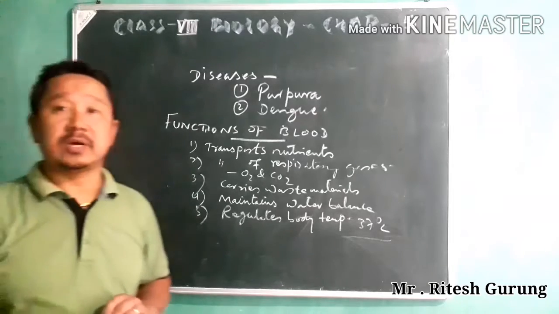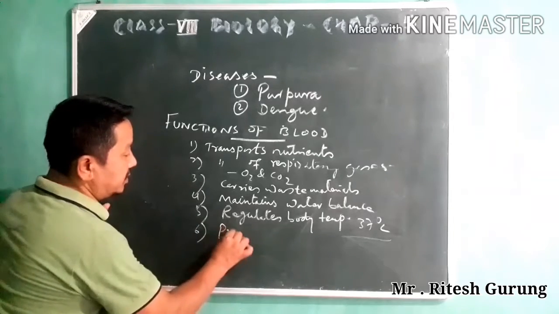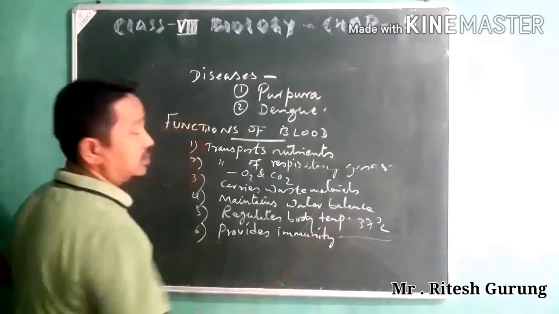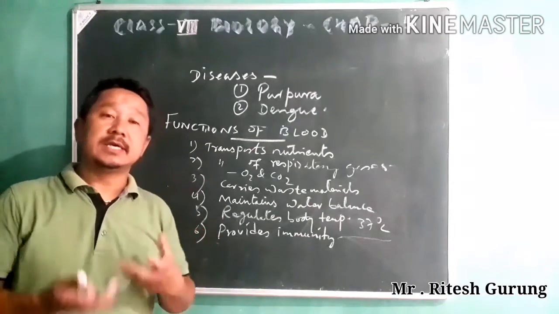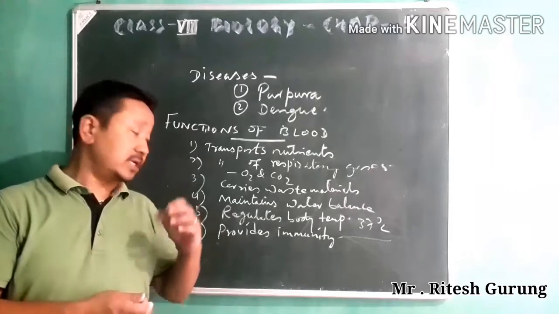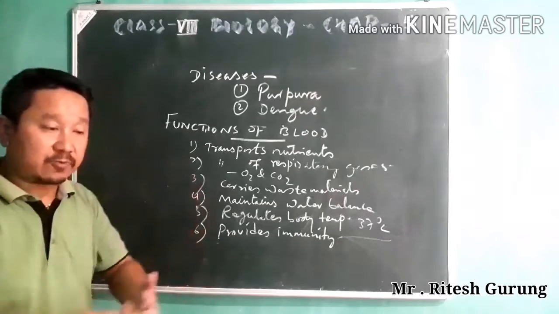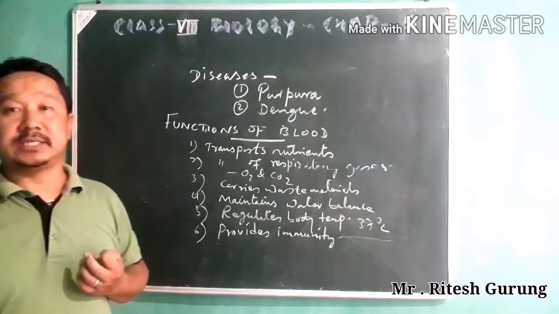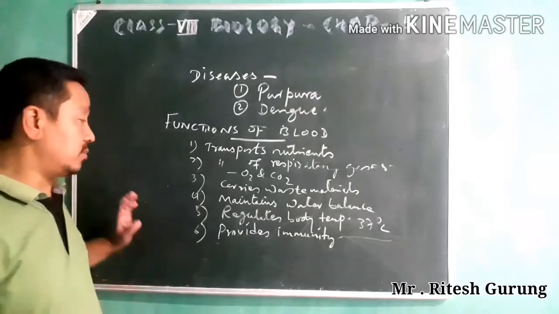And number six, it also provides immunity. In the last session we talked about the function of WBC, which is to provide immunity. It kills the disease-causing germs if any by any chance enter. WBC is part of your blood. So by killing the germs, your blood also protects us from different kinds of diseases.